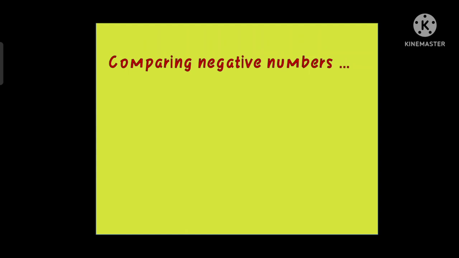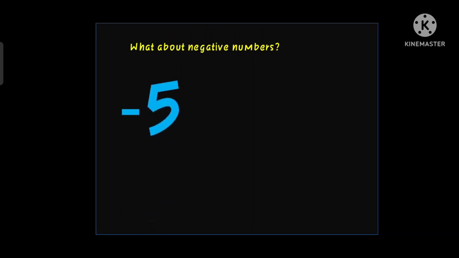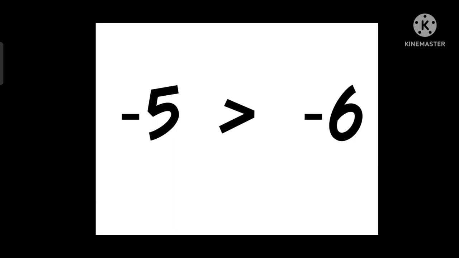Now let us see how we can compare these numbers using greater than and less than symbols. In the case of positive numbers, which is big, 5 or 6? No need to think, it is 6, and we write 5 is less than 6 or 6 is greater than 5. Easy, right? But what about -5 and -6? Which is big? Can you say? Here we can see how crazy negative numbers are. Actually, here -6 is less than -5.